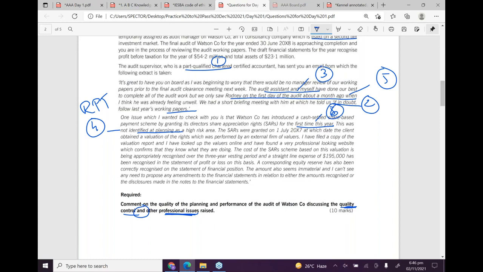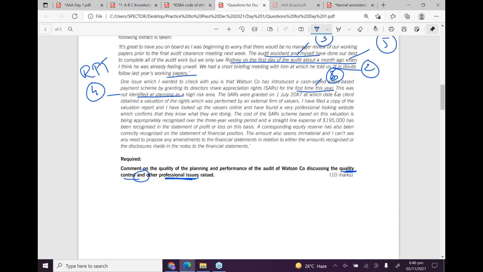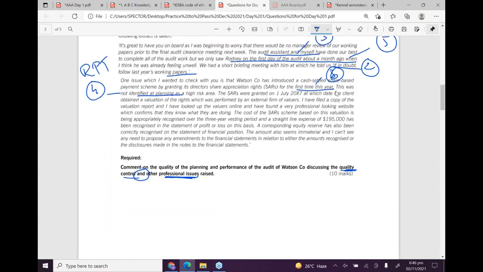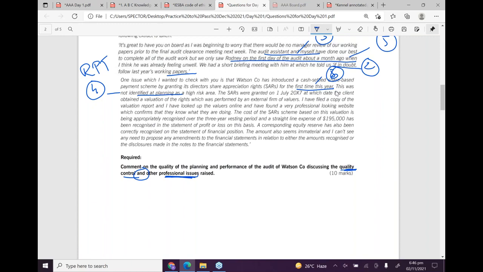Zahoor, very well done. Remember, guys, this is cash settled. Jeremy, that's perfectly correct. Remember, the credit does not go to equity. The credit has to go to liability. So incorrect accounting is point number 7. Very well done.